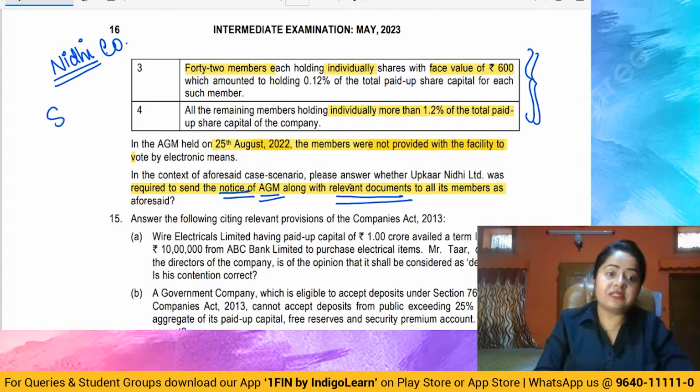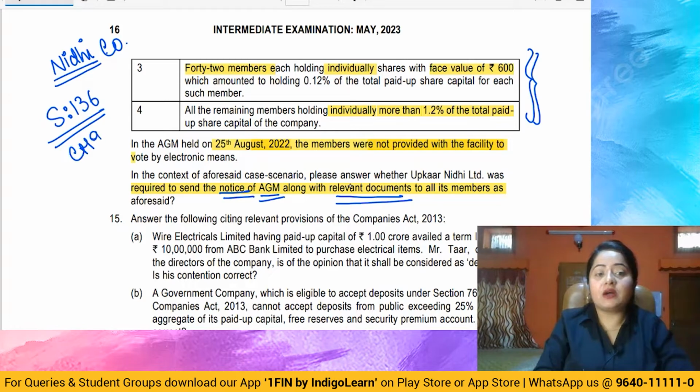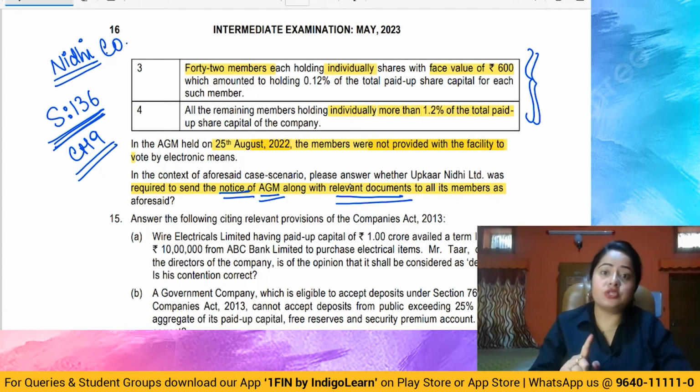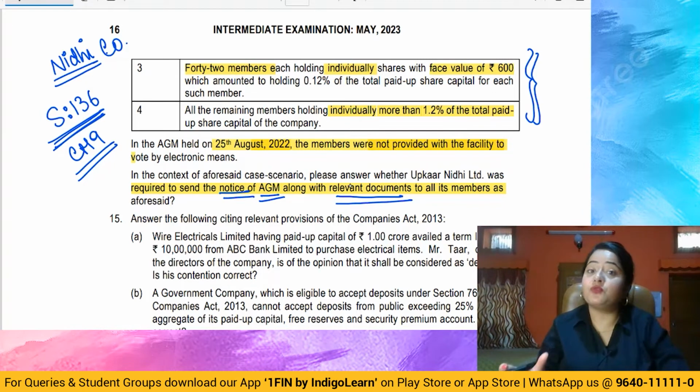Okay, so here the relevant section is section number 136. This question is coming from chapter number 9, accounts of the company. Section 136 talks about sending the annual report of the company at least 21 days prior from the annual general meeting along with the notice. So whenever the company is holding an annual general meeting, at least 21 days prior, the company has to send the notice. Along with that, the annual report of the company has to be sent to the members, debenture holders and other stakeholders. Right, in case of section 8 company, this time period is 14 days.